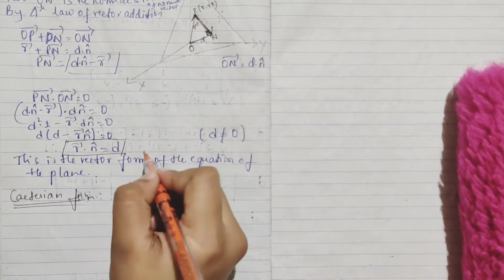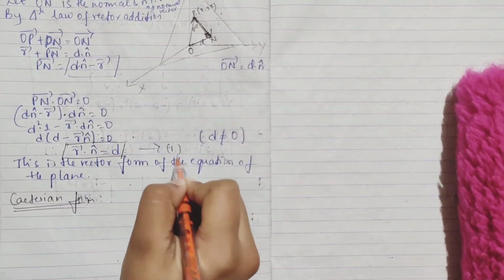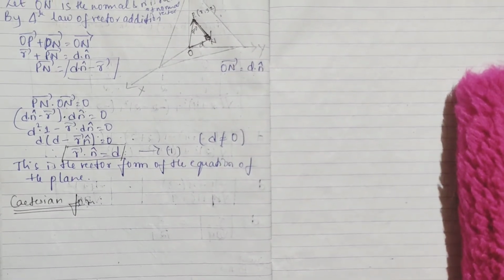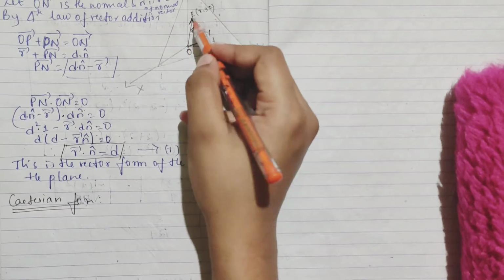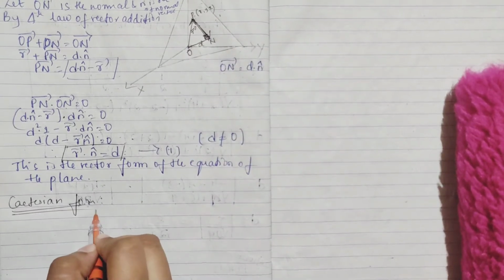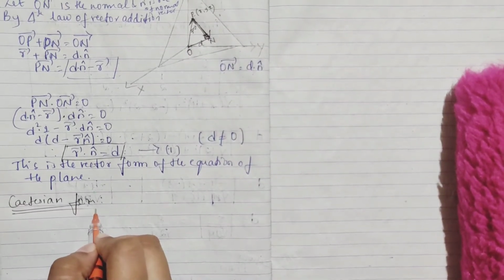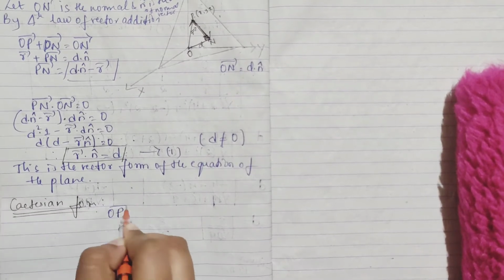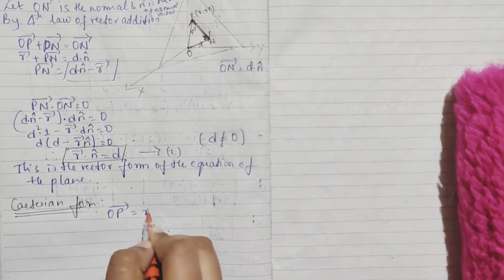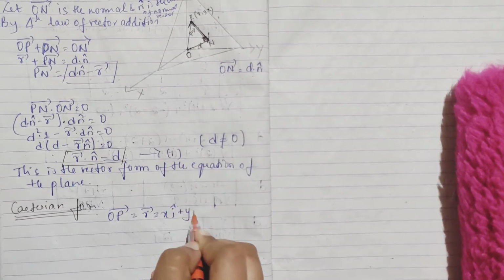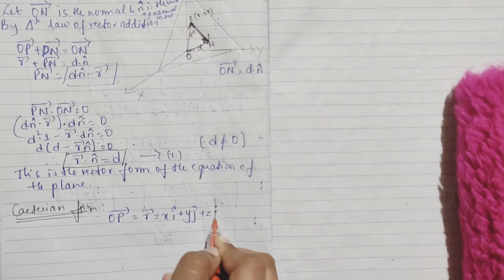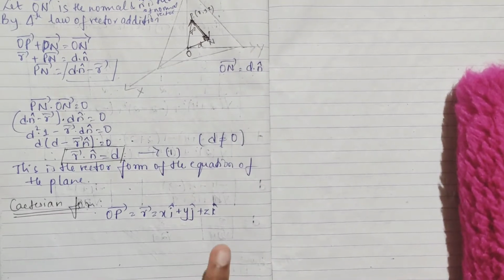Now we'll see the Cartesian form. Take this as equation 1, I'm just writing. Now in Cartesian form you have to consider your equation 1 only. So r, which is your OP, P is your point. So your vector OP, which is your r vector, how we always take it: x i cap plus y j cap plus z k cap. Your position vector is taken like this.